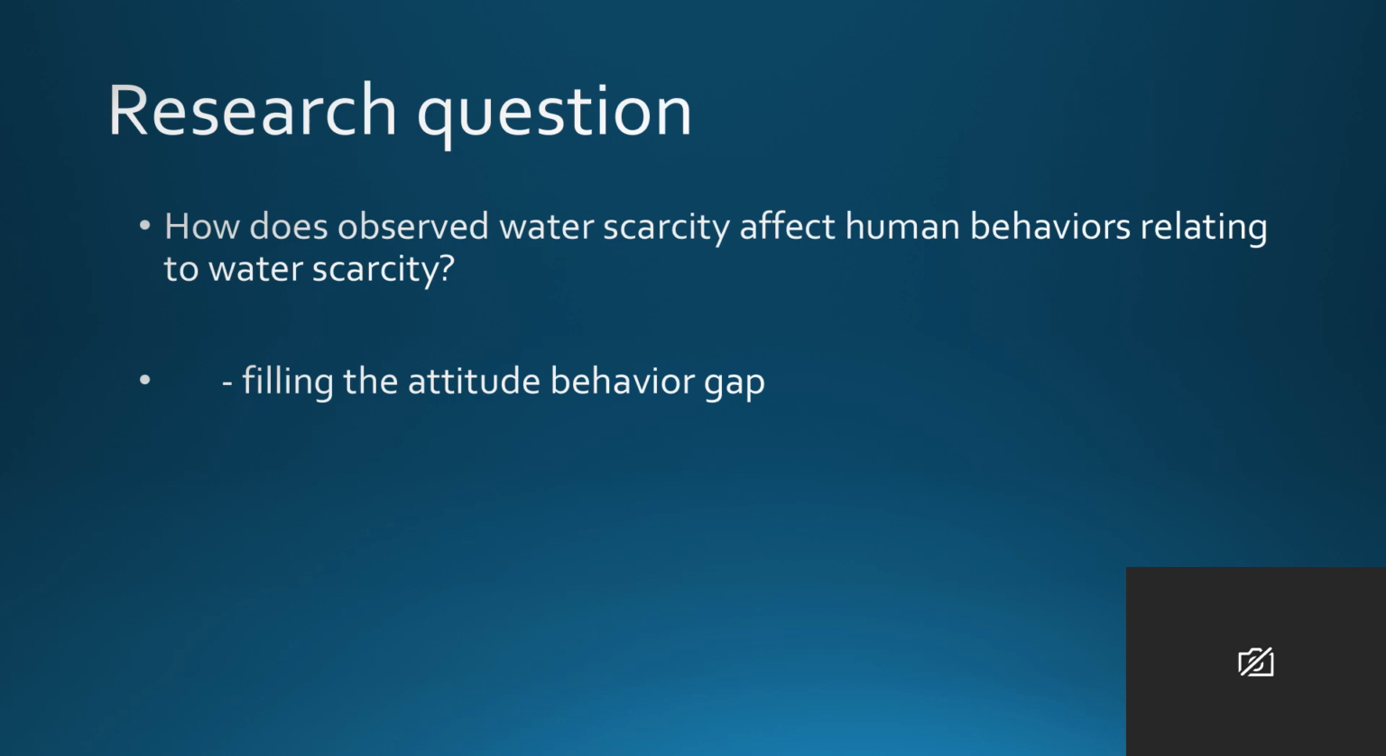And this paper is special because it tries filling the attitude behavior gap. The attitude behavior gap is essentially how someone feels about water scarcity and how that feeling affects their behavioral changes to adapt to the water scarcity.